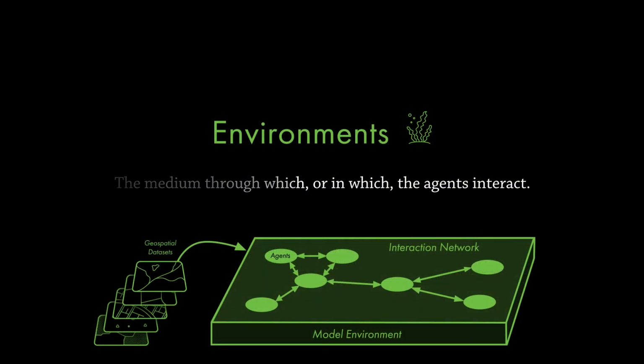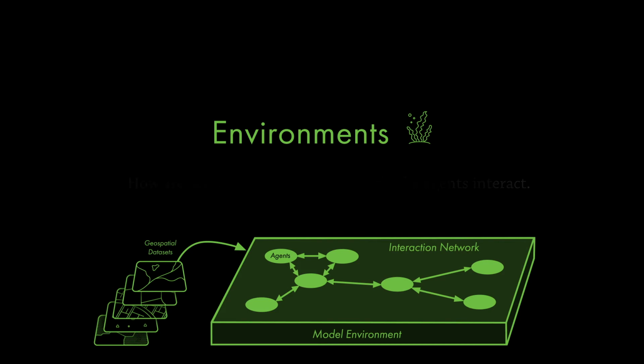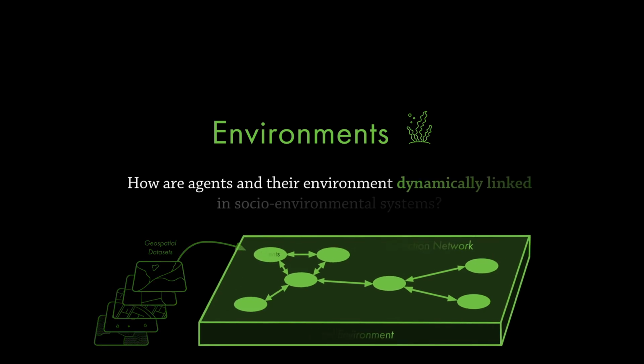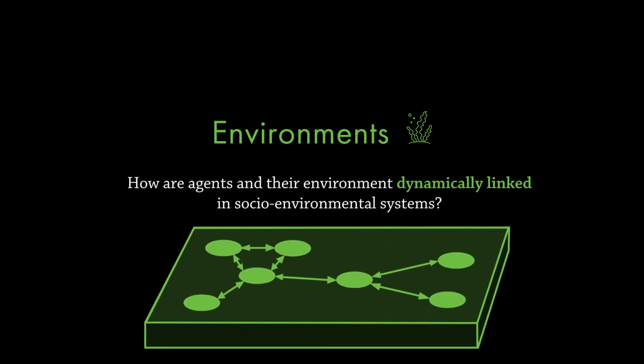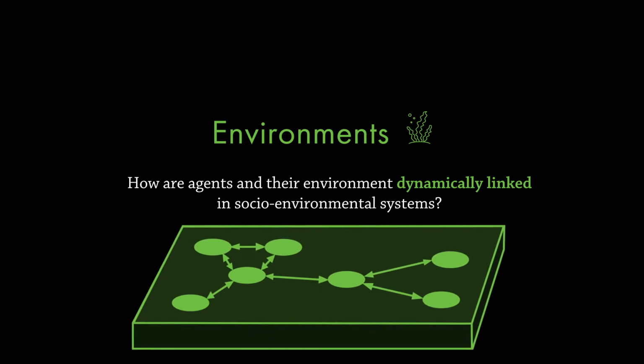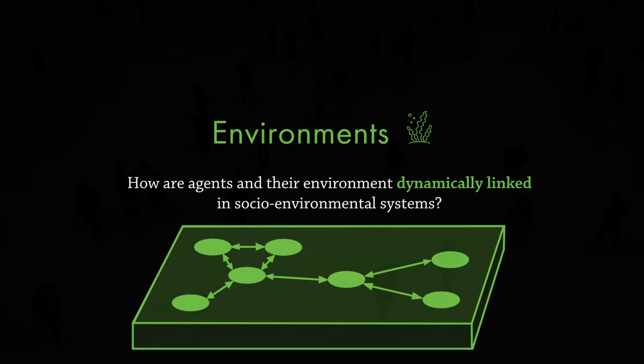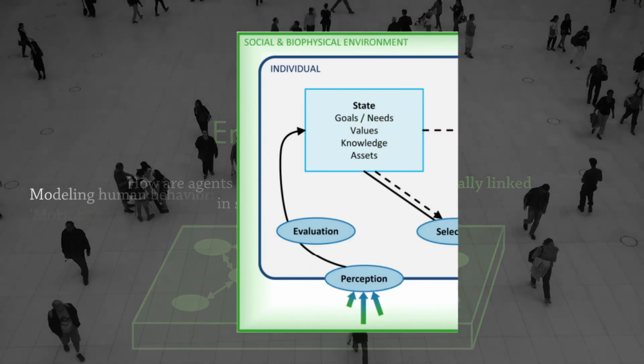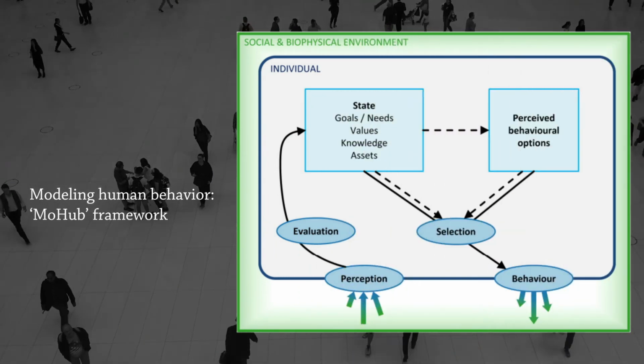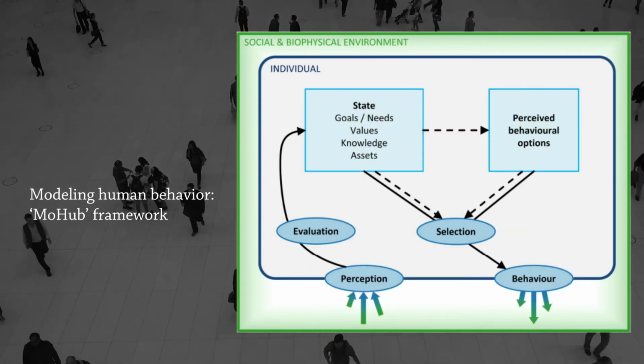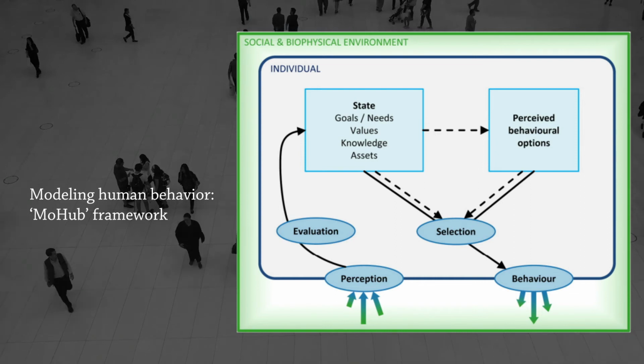Now that we have discussed various representations of agents in their environment, let's turn our attention to how these two components are dynamically linked in ABMs. To structure this discussion, we're going to use the MoHub framework, which presents a general structure for behavioral models in ABMs. Each individual agent has the ability to sense or perceive conditions in the environment.